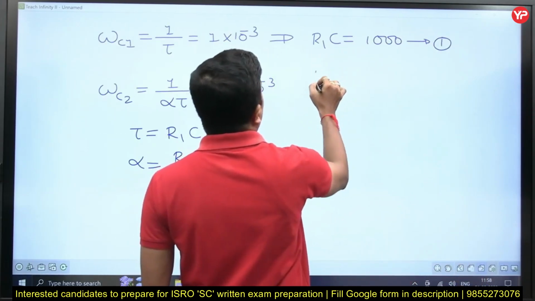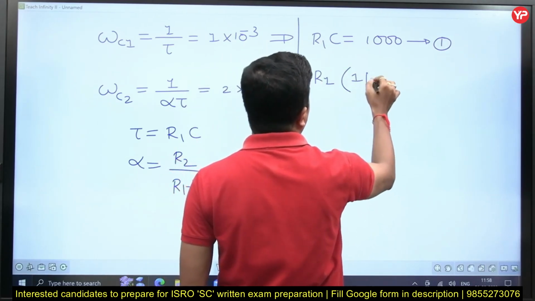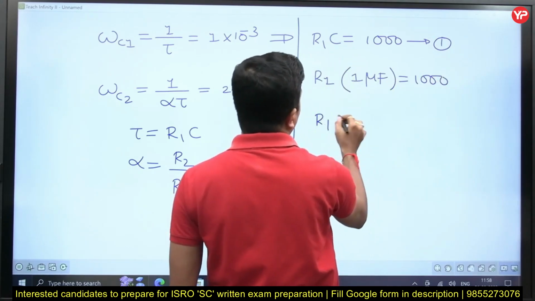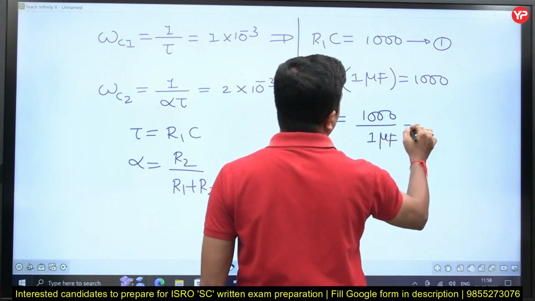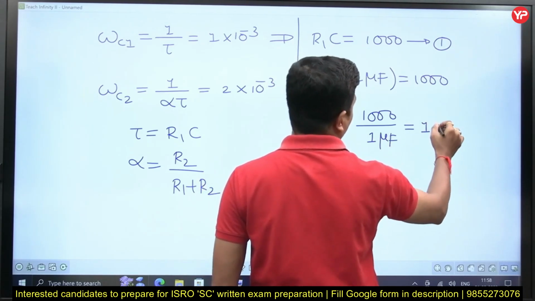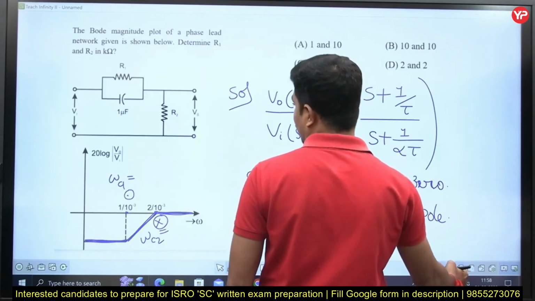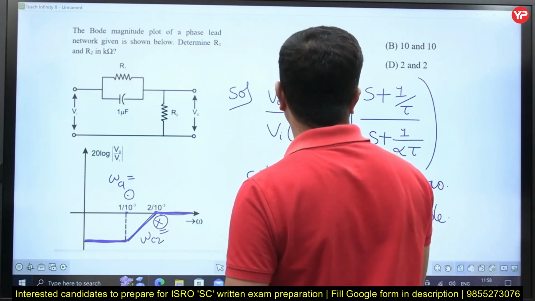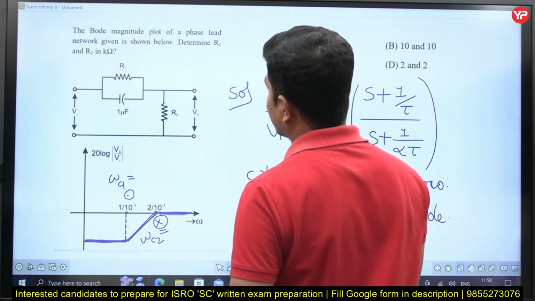R1 into C, what is the C value given? 1 microfarad. So R1 is equal to 1000 divided by 1 microfarad. It is going to give 1 gigaohm, 10 to the power of 9 ohms. So R1 is 1 into 10 to the power of 9 ohms. He is asking us in kilo ohms, but the options are not matching, it seems.